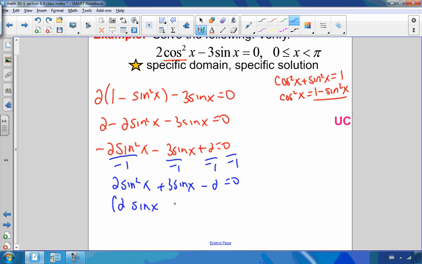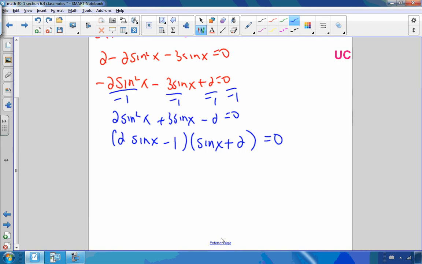So 2 sine x, 2 and 1, and then I'll go plus and minus, equals 0. Okay, now that I have it factored, I just set each factor equal to 0 and solve for x. So here I'll add 1 and divide by 2 to get that sine x is a half. And here I'll subtract 2 from both sides to get sine x is negative 2.